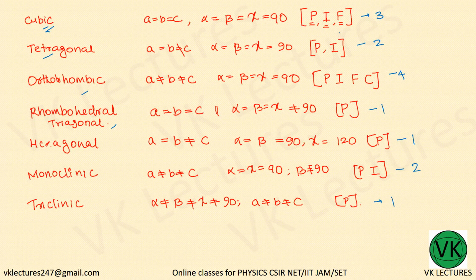Now if you add all these, 3 plus 2, which gives you 5, 9, 10, 11, 12, 13 and 14. So in total there are 14 Bravais lattices in 3-dimension, while there are 5 Bravais lattices in 2-dimension.